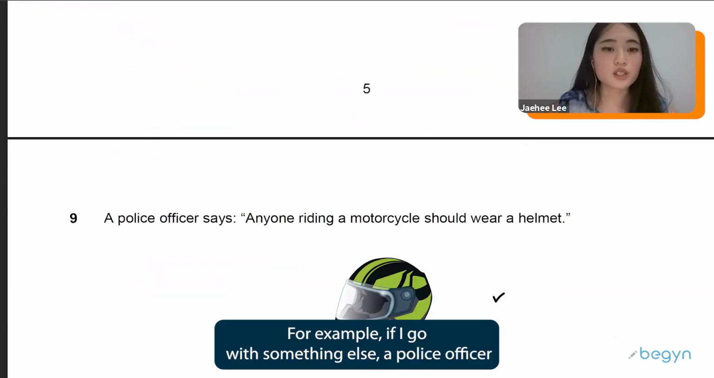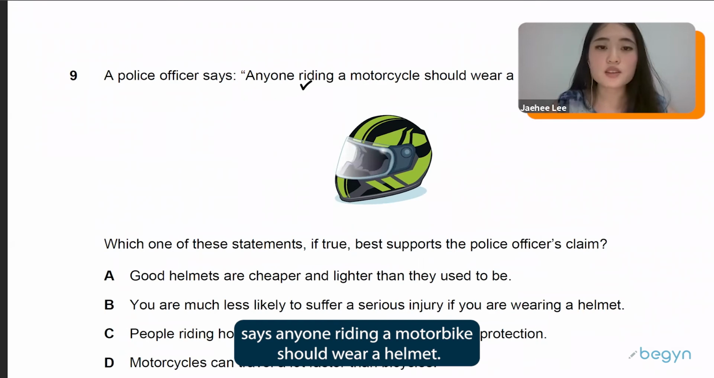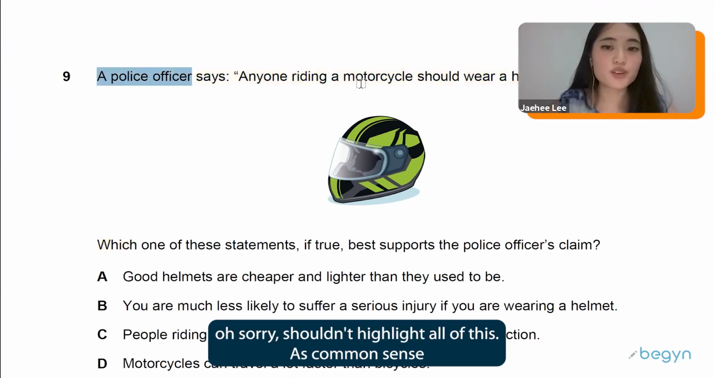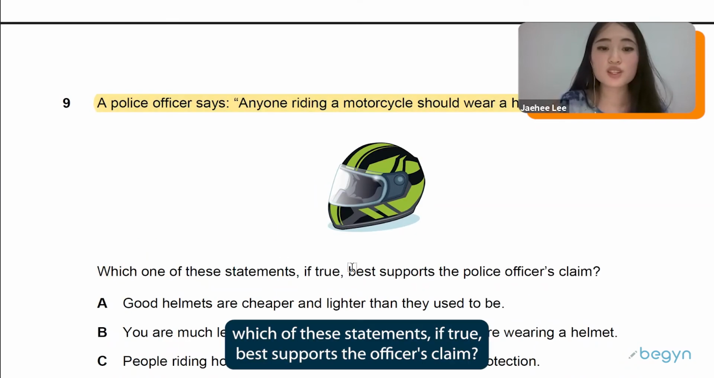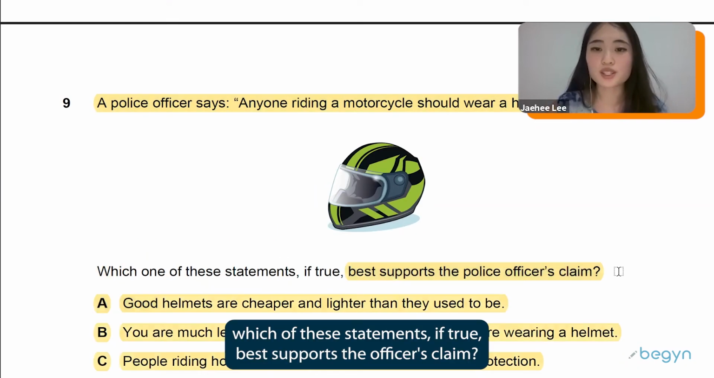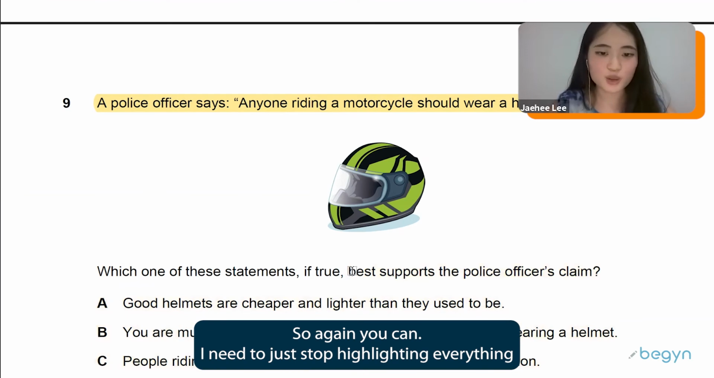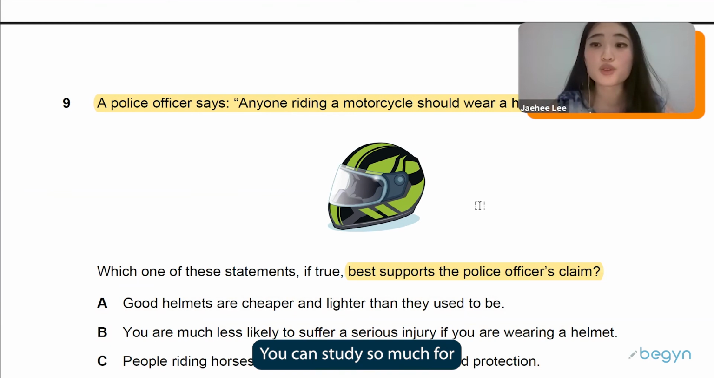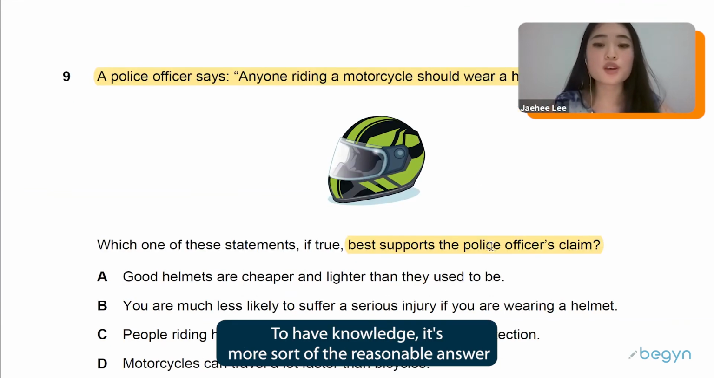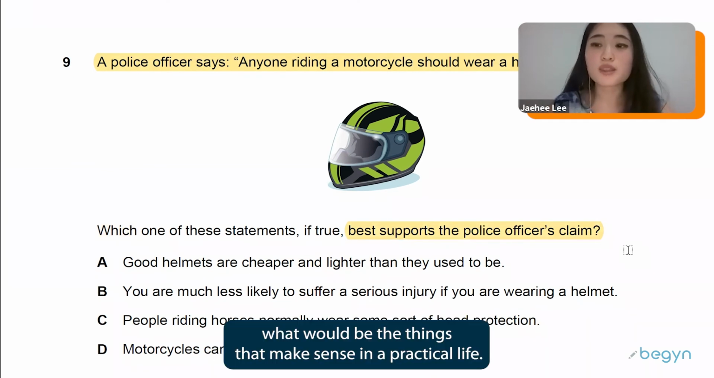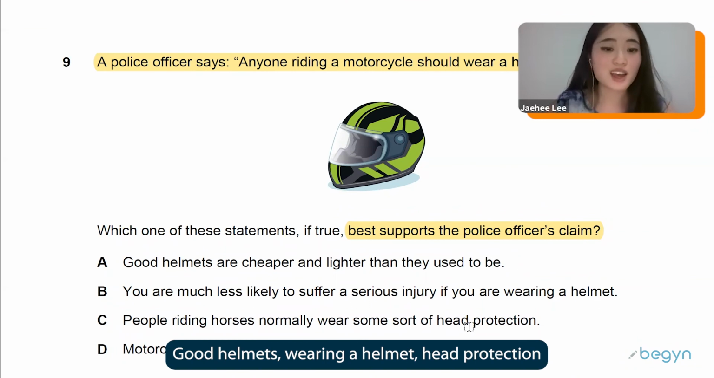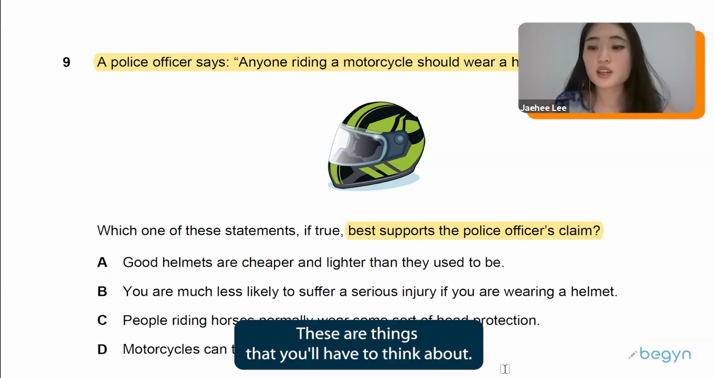For example, if I go with something else, a police officer says, anyone riding a motorbike should wear a helmet. This is a little bit more what I would say is common sense. So it says, which of these statements, if true, best supports the officer's claim? You can see that it's not something where you can study so much to have knowledge. It's more the reasonable answer. What would be the things that make sense in practical life? Good helmets, wearing a helmet, head protection. These are the things that you'll have to think about.